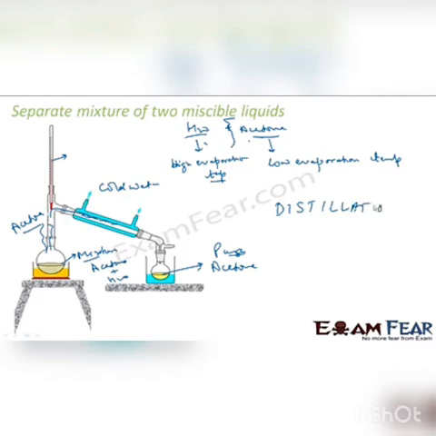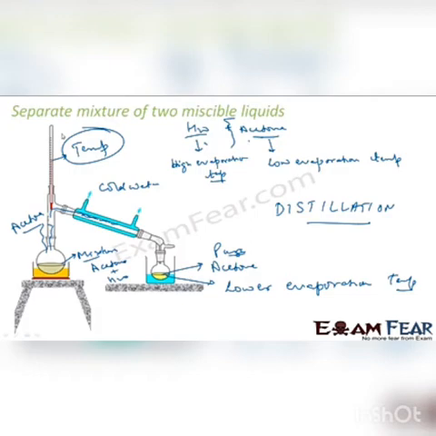In any case, the one which has the lower evaporation temperature is collected here. Please note, you have to make sure the temperature is under control. If you increase the temperature to, let's suppose, 200 degrees Celsius, which is higher than the boiling point of water also, both water and acetone will evaporate here, and then again you will get a mixture. So you have to maintain the temperature. Temperature is a critical factor.